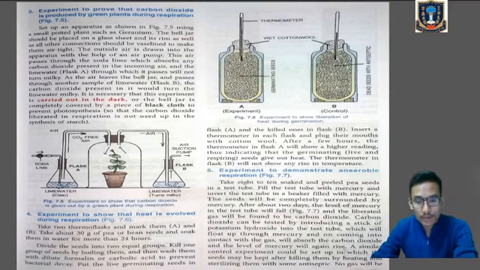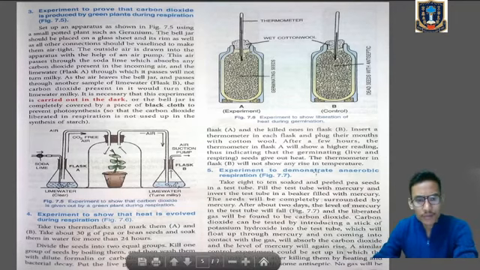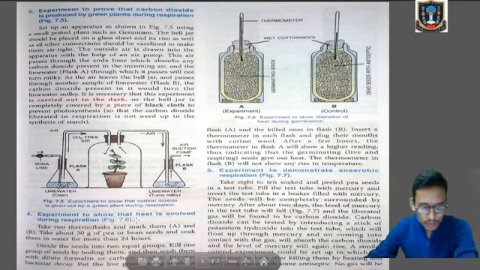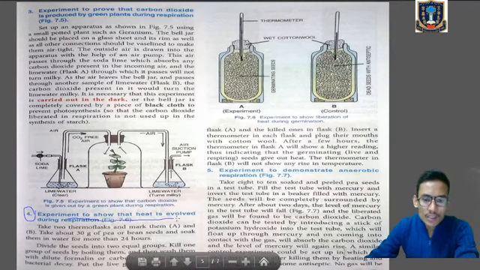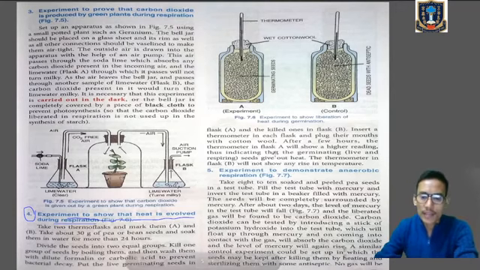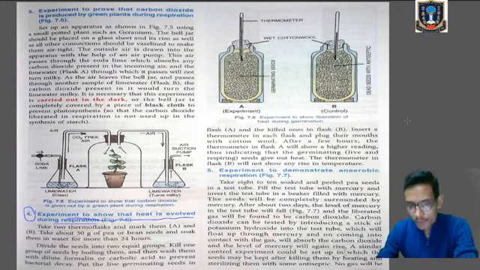We are dealing with the chapter Respiration in Plants. In the last class, we learned about a few of the experiments on respiration, and today we'll continue with the experiments. Today's experiment number 1 will be to prove that heat is evolved or produced during respiration. So for this experiment, what are the requirements?